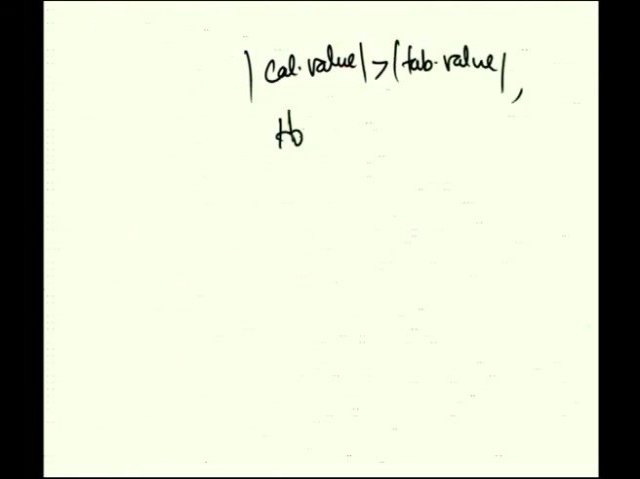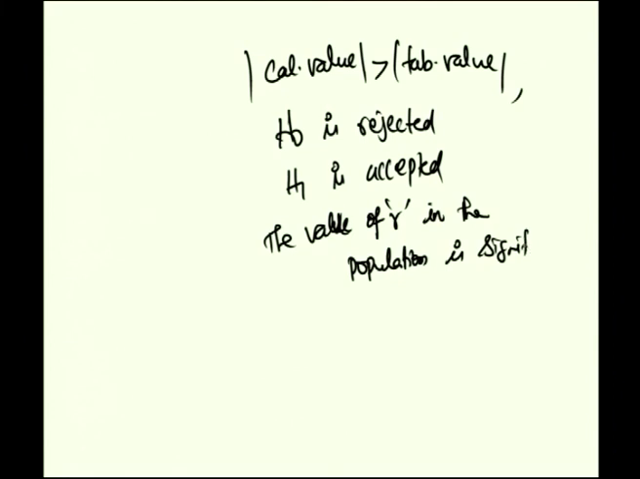So, H naught is rejected, it means H1 is accepted, which says that the value of R in population is significant. Now, that said, with the discussion about t-test in small samples, we have seen t-test for difference of means, t-test for single mean and paired t-test, and also t-test for sample correlation coefficient is discussed.